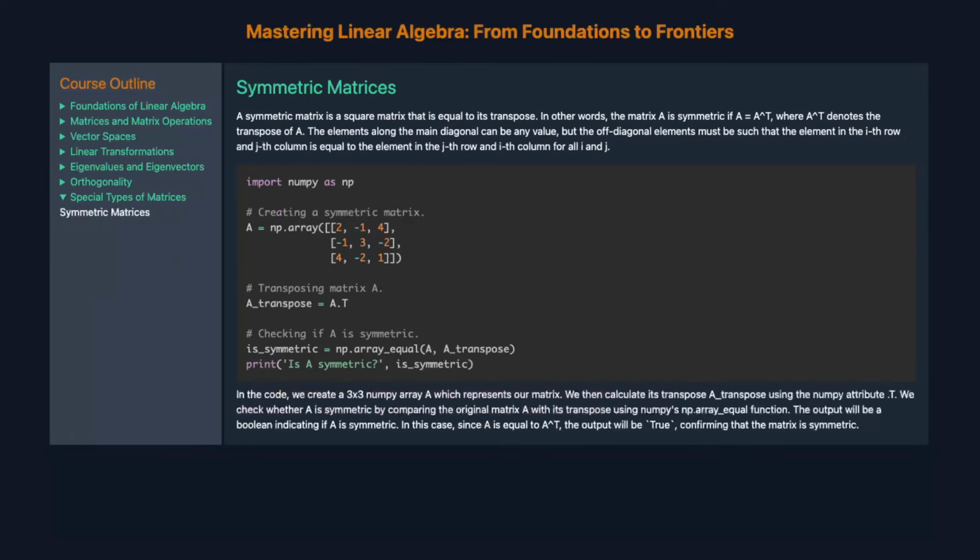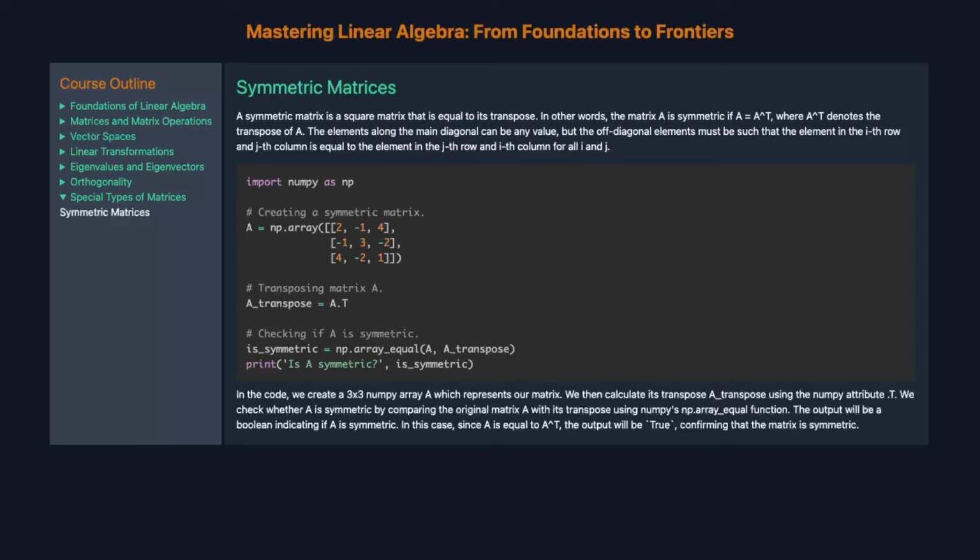Symmetric matrices. A symmetric matrix is a square matrix that is equal to its transpose. In other words, the matrix A is symmetric if A = Aᵀ, where Aᵀ denotes the transpose of A. The elements along the main diagonal can be any value, but the off-diagonal elements must be such that the element in the ith row and jth column is equal to the element in the jth row and ith column for all i and j.